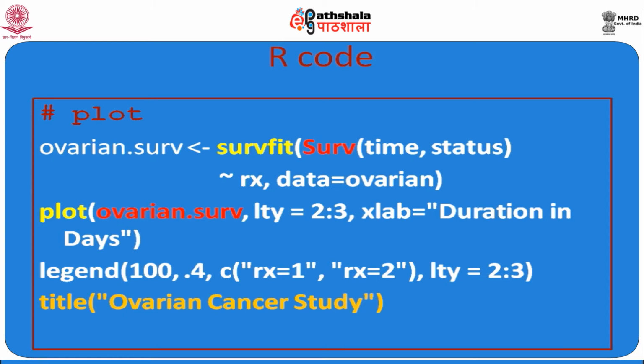Here we are using the Surv function, where capital Surv is called with the time and status variables. Into that we call the survfit function, with time and status on one side, and on the other side the variable Rx, which represents which type of treatment was given to them. Then we set data equals ovarian. This whole function is assigned as ovarian.surv.